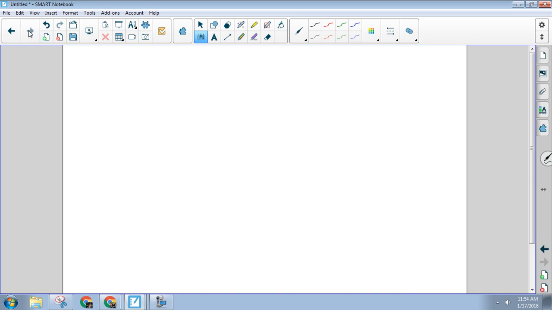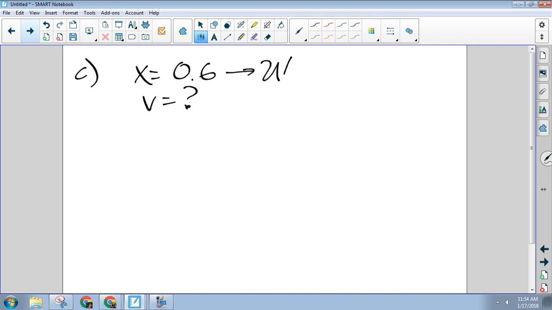So part C says when x is 0.6, what's the velocity? So what should we do? Okay, so you put that into the potential energy equation. We're going to find U at 0.6 and then subtract that from 7. So let's see, 0.6 squared is 0.36, times 4 is 1.44. Everybody good? You subtract that from 7, and then you find your velocity.